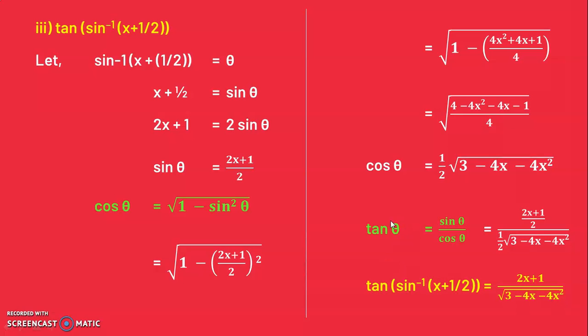So this theta is sin inverse of (x plus 1) by 2, which we have already assumed first. So your theta value is sin inverse of (x plus 1) by 2. So your tan of sin inverse of (x plus 1) by 2 is (2x plus 1) divided by the square root of 3 minus 4x minus 4x squared. Okay, so that's all about the answer. So we have completed this problem.